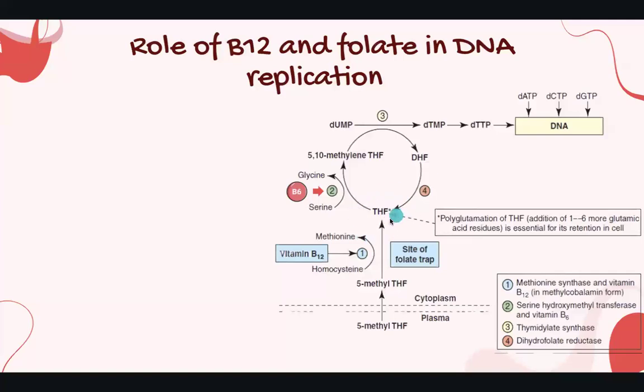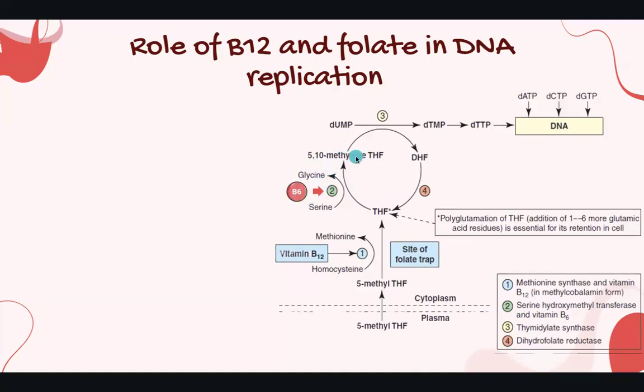Now, this tetrahydrofolate will get converted into 5,10-methylene tetrahydrofolate. How is this going to happen? With the help of serine and the enzyme serine hydroxymethyltransferase. It will take the methyl group from serine and give it to tetrahydrofolate. The serine will become glycine, and tetrahydrofolate will become 5,10-methylene tetrahydrofolate, okay? The enzyme responsible for this process is called serine hydroxymethyltransferase, and it requires a cofactor, which is B6, okay?